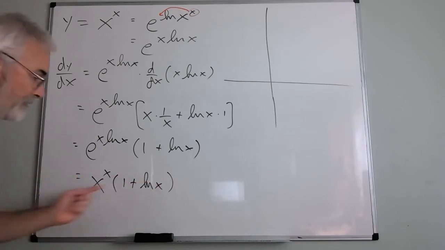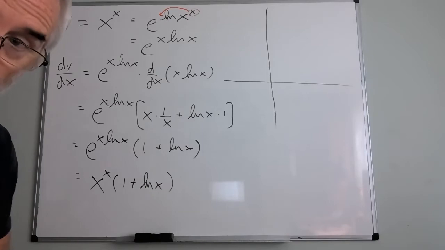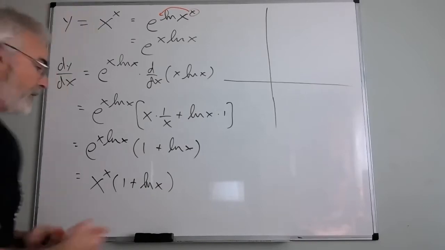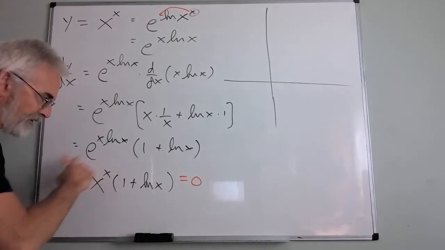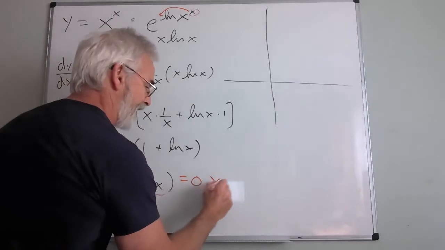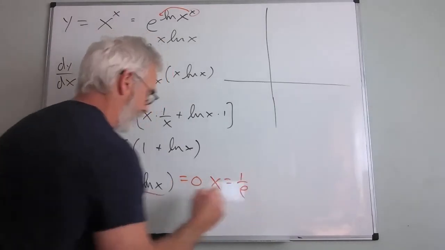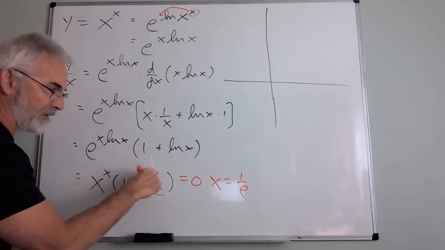Now, why is that important? Because this, being the derivative, tells me not only the slopes of the tangent lines, but also where I have a horizontal tangent. So if I set this equal to 0, this quantity is never equal to 0, but this quantity will. In fact, this equals 0 when x equals 1 over e, or e to the negative 1. So then it'd be 1 plus negative 1.